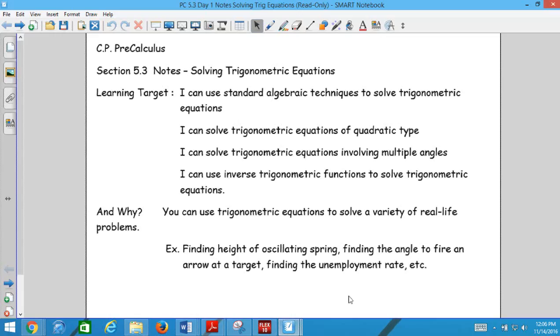So section 5.3, today we're going to be solving trigonometric equations. And here just describes what we're going to be learning and why, if you're curious.